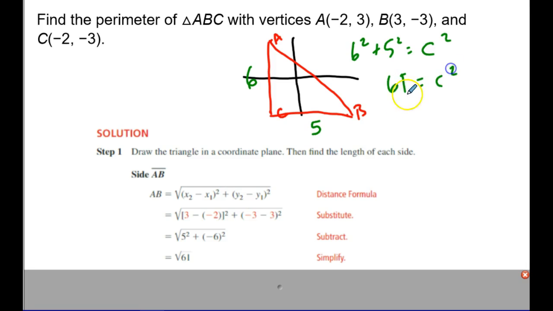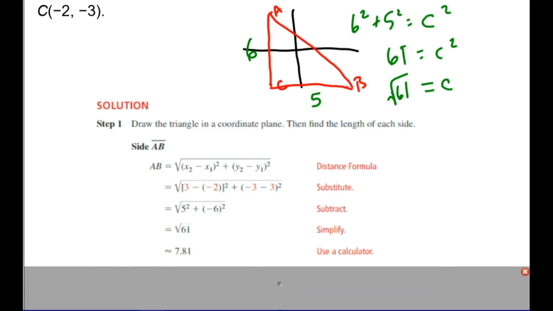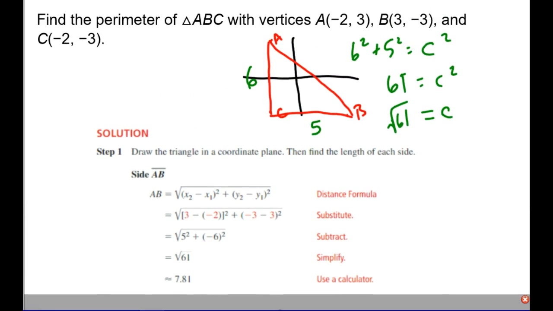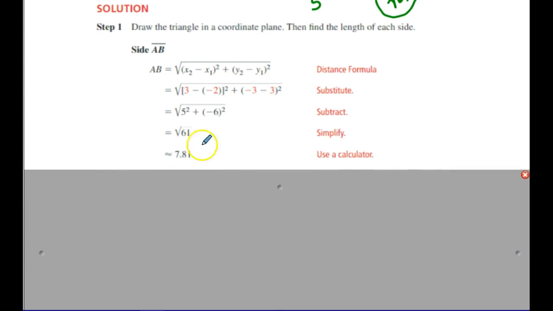So I end up with 61 equals c squared. So c is the square root of 61. This is not a nice one that we know, so I can go ahead, because I'm finding the perimeter, and use my calculator. If ever I'm asked for exact distance, this would be my exact distance. When you see the word exact, do not use a decimal. But for here, we're just finding the perimeter, so I want to go ahead and use my calculator and see that I have approximately 7.81.